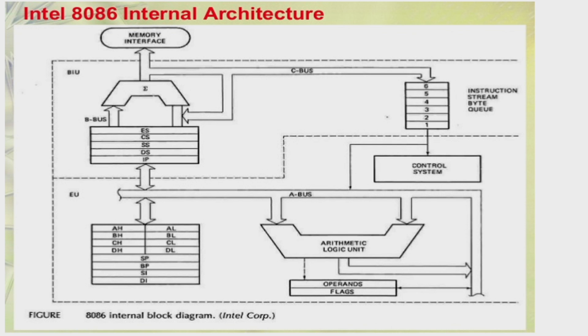Basically this entire architecture is divided into two parts. One is called bus interface unit, BIU. This is the BIU, this above dotted one. And this one is the execute unit, EU. So what is the purpose of BIU? What is the purpose of EU?